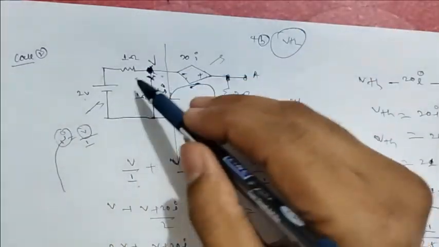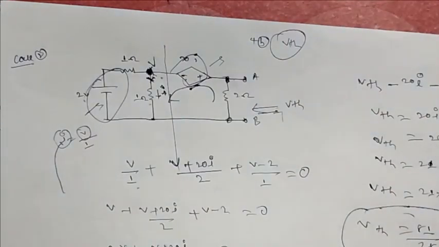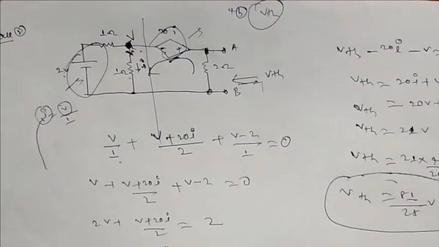So this is all about the case 2 type of problem. In case 2 what we have seen, the circuit consists of one independent source and one dependent source. So this is all about your case 2 type of problem of Thevenin.